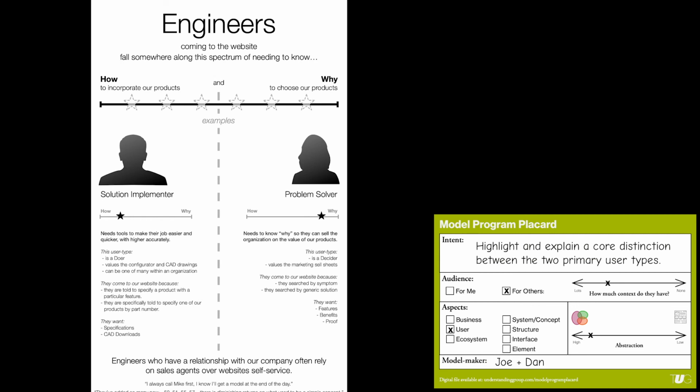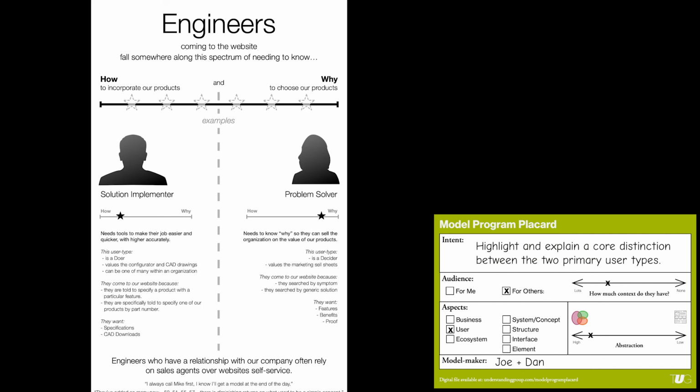We wanted to highlight and explain a core distinction between 2 primary user types. This model was intended for others, but they had a fair amount of context for what this model was about, but they also had a rather limited amount of resources to devote to their website. So we didn't want to go overboard with this model.